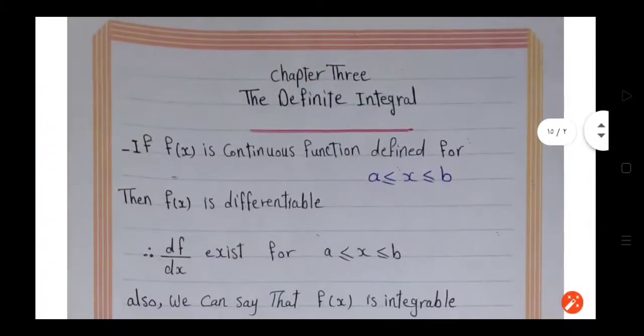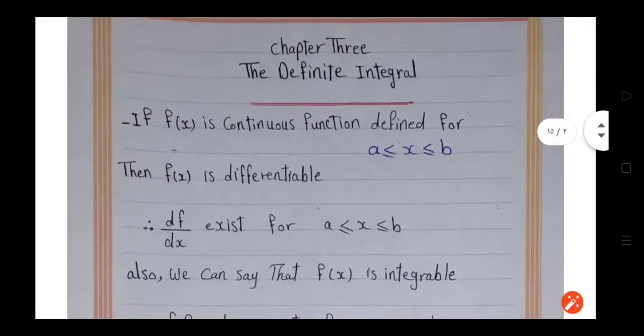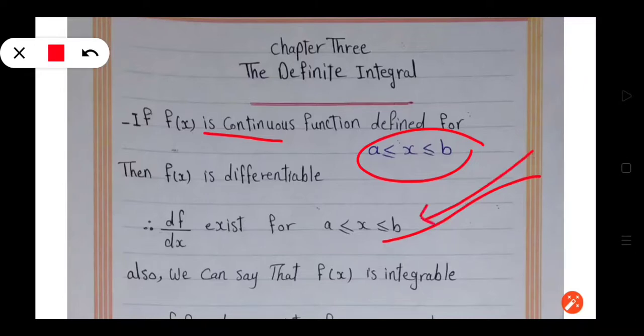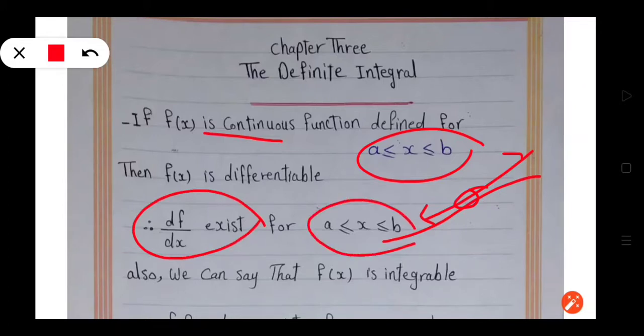Chapter 3, Definite Integral. If we have a function f of x which is a continuous function defined on the closed interval from a to b, that curve represents the function. So we can find the tangent at any point. Tangent is equivalent to the definition of the first derivative df by dx. So we can say that df by dx exists for the same interval from a to b.